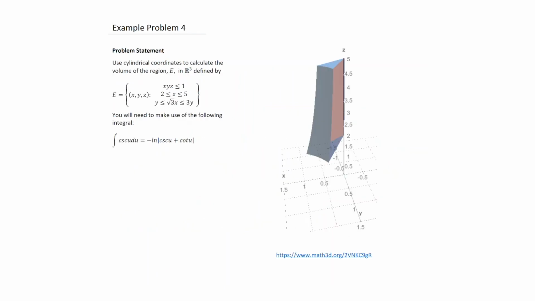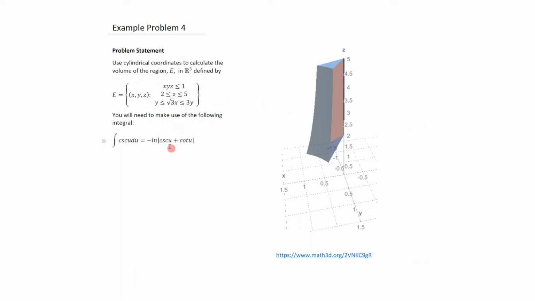All right, so fourth example. This is a little bit more unusual in terms of how the problem is set up. So we basically want to use cylindrical coordinates to calculate the volume of the region E. E in this case is set up in terms of inequalities. And this is how it's defined.